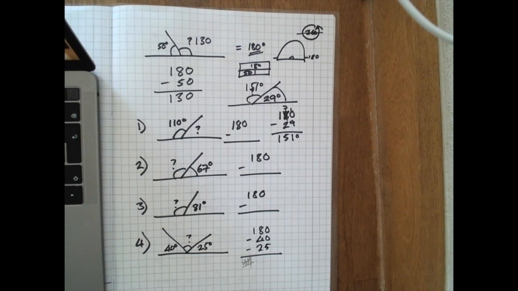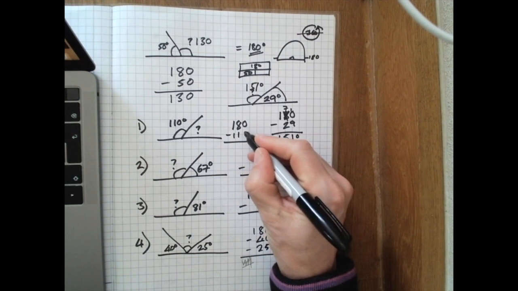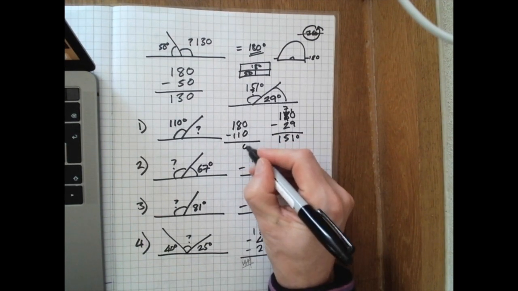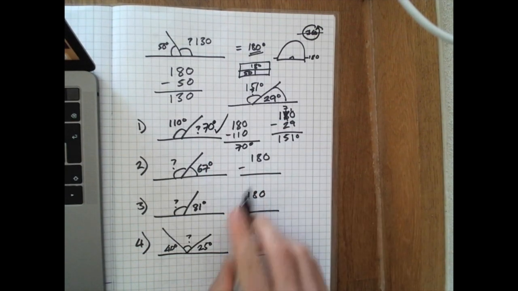Did you pause it? Honestly, did you pause it? But we'll go through the answers anyway. 110, that's our key number. So 180 take away 110 is going to be 0, 0. 70 degrees. 70 degrees is that one.